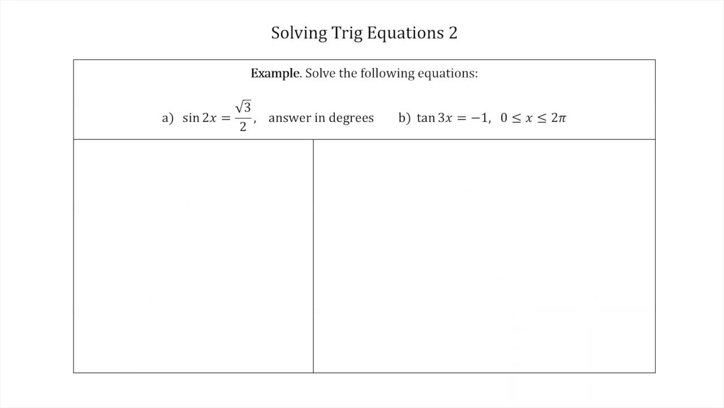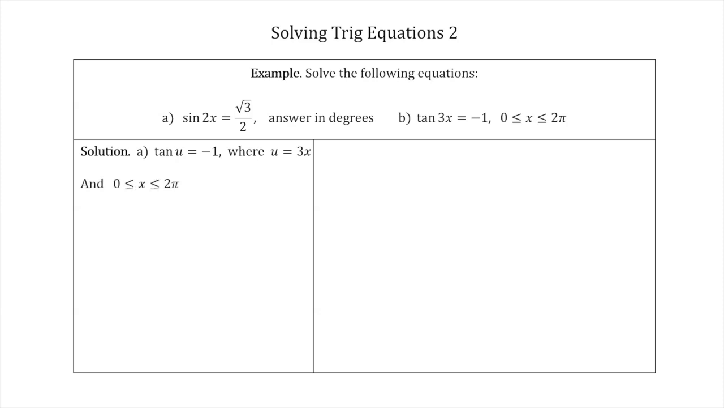Okay, let's try B, which is a little tougher because we have tan of 3x. So here we're going to look at another method where we substitute the 3x for something else. So let's call this tan of u equals minus 1 instead of tan 3x equals minus 1, where u is 3x. So we've changed the 3x to something a little simpler. We just called it u. But if we're going to do that, we also have to change our range. So the range for x was 0 to 2 pi.